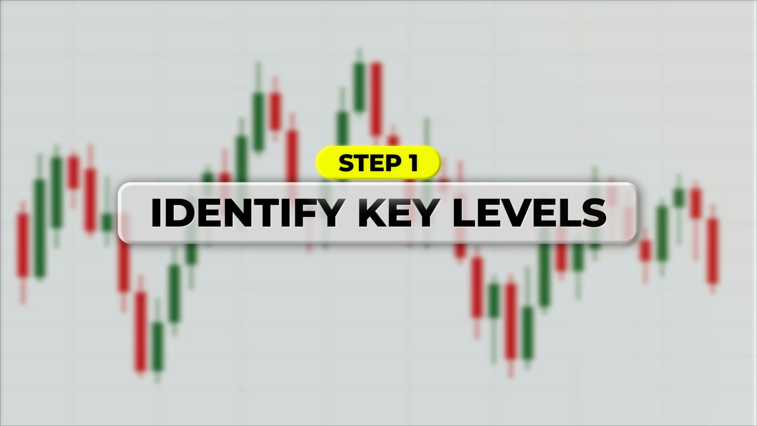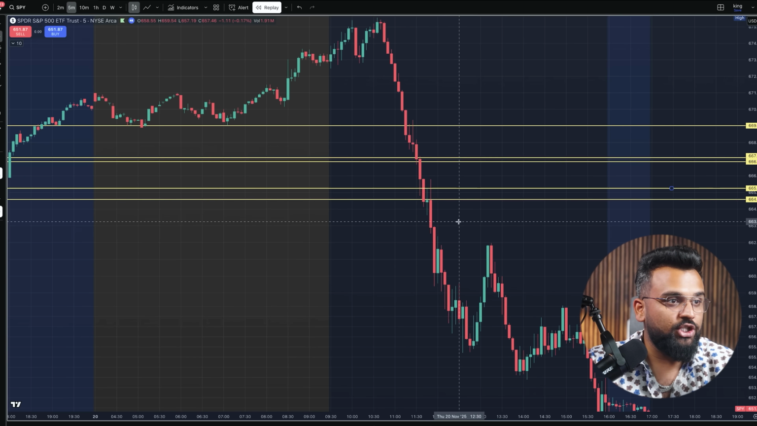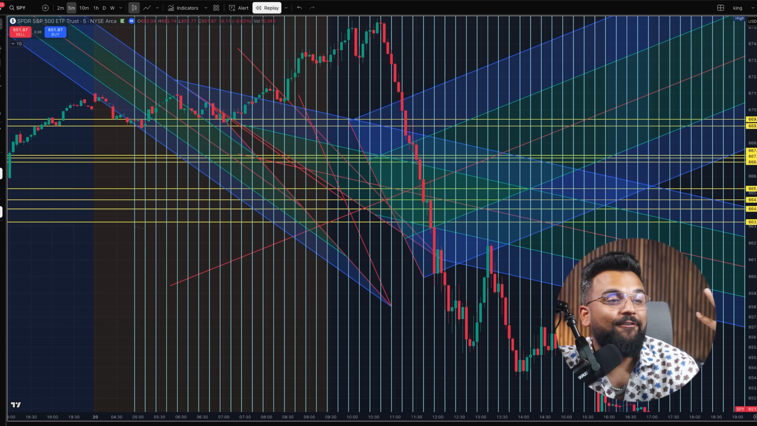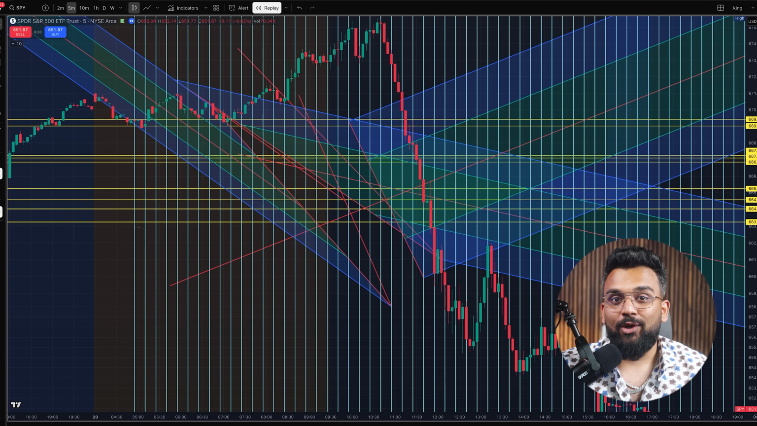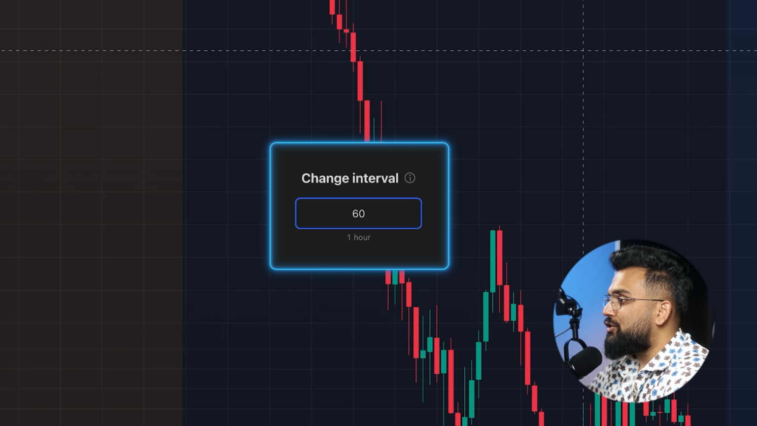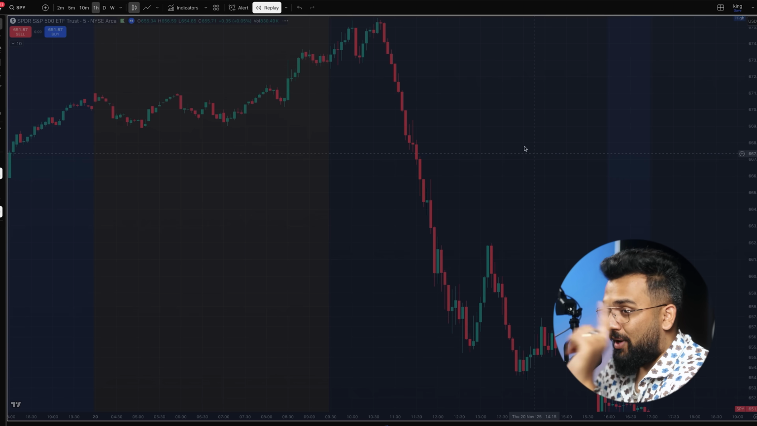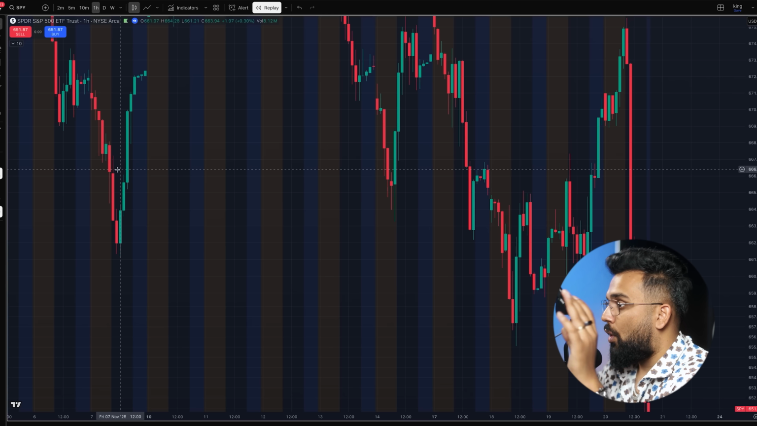Identifying your key levels. Now this is the part 99% of traders mess up because they're either making random lines on their charts from 6 months ago, or they have like 15 indicators on their chart and do not know what they're looking at. So here's exactly what you need to do. First, you're going to jump on a 60-minute chart, an hourly chart, because that's where we are going to draw all our levels from.